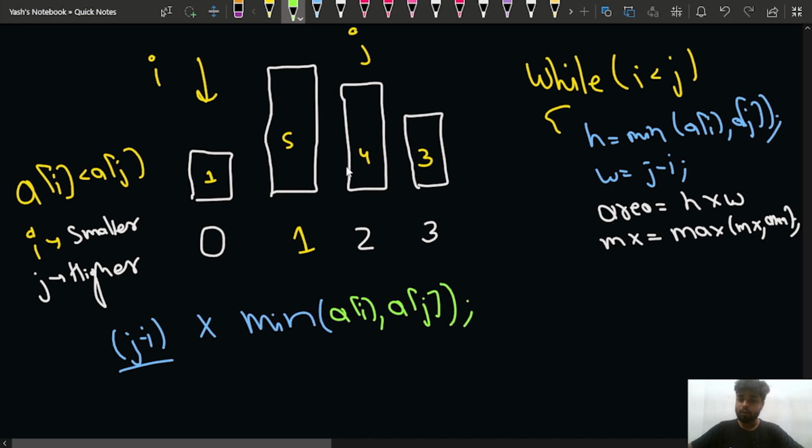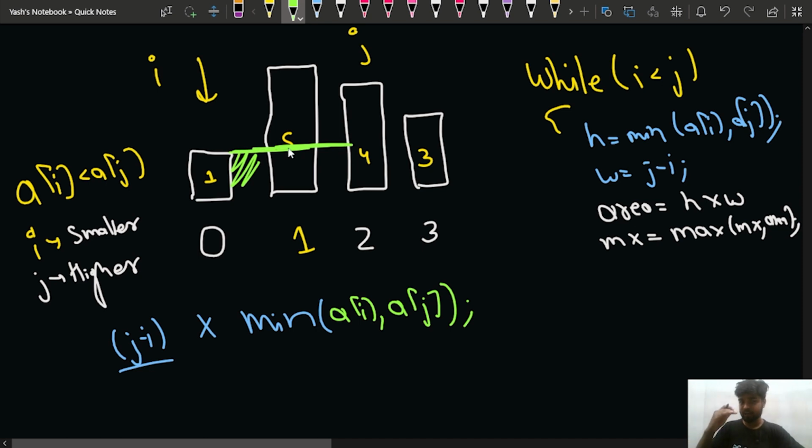In this case, what are the observations that I can make? Can I get the area? So now when I move my j to the higher pillar, because earlier j was pointing to a pillar with height 3, now it is pointing to a pillar with height 4. But if you see, what is the maximum height till which I can store the water? The height is still 1.